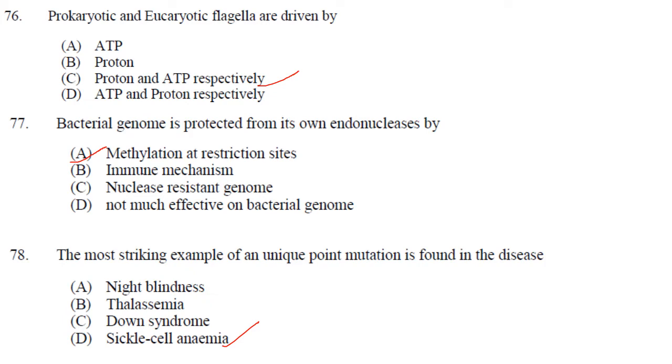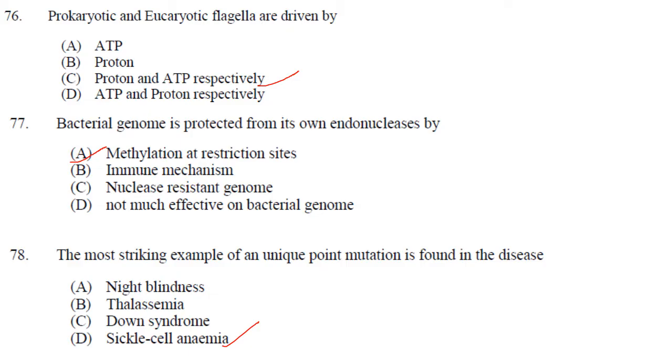Then most striking example of a unique point mutation is found in the disease. So night blindness is caused due to deficiency of vitamin A. Then thalassemia is an inherited autosomal recessive disease resulting from mutations in the alpha and beta globin gene clusters on chromosome 16 and chromosome 11 respectively. It is characterized by reduced or absent synthesis of globin chains of hemoglobin and includes two main types, that is alpha and beta thalassemia.